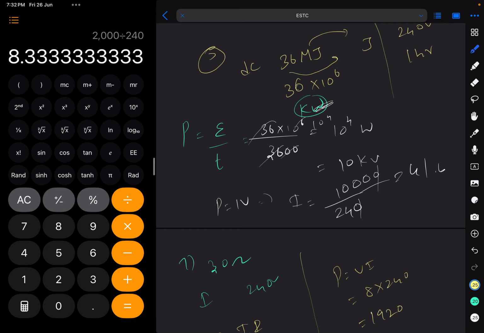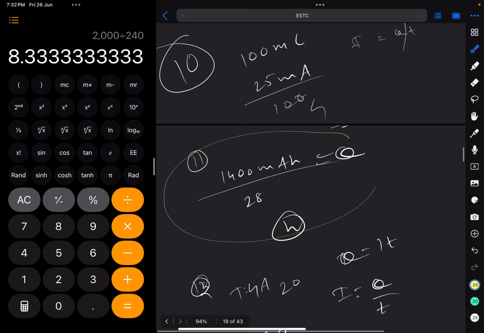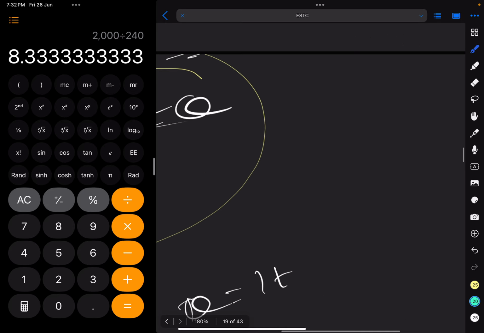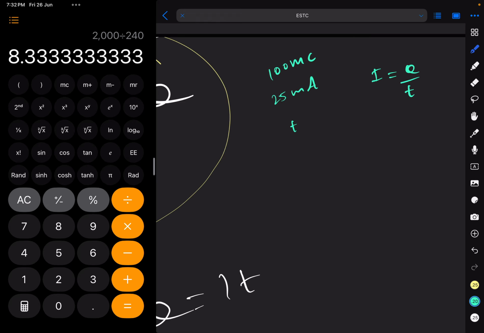11th question, I have done a terrible mistake. Look, they have given 100 millicoulomb, 25 milliampere. They're asking current. I know, bro. I miss out these type of questions. They're asking time. Charge by current. Charge is what? 100 by 25. 4. I have written 0.25.